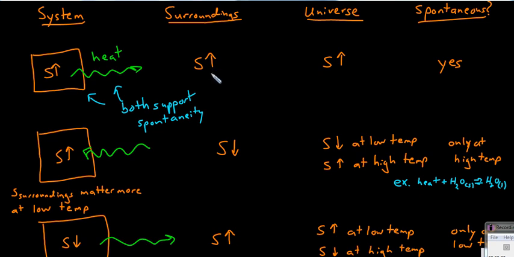The particles in those surroundings will move faster. They'll have greater entropy. So in this case, where both the entropy of the system and the entropy of the surroundings increase, the entropy of the universe will increase as well. In this case, that reaction will necessarily be spontaneous at all conditions.